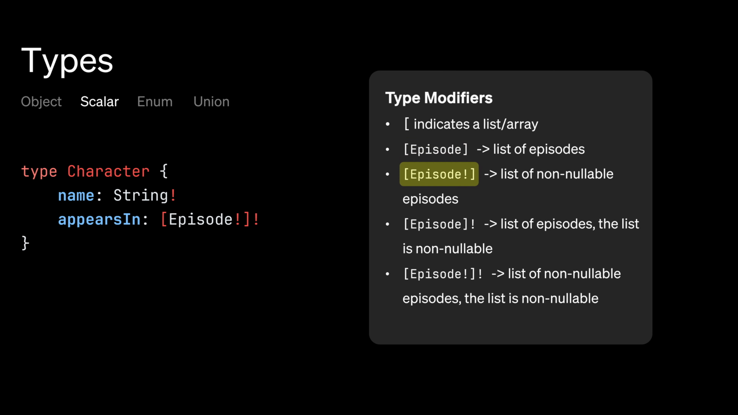Then you have a list of non-nullable episodes. So the list may be missing. So the list could be null. But if the list is there, every item in the list is not null. Next one is list of episodes, where the list is not nullable. So the list will always be there, but any item in there may be null. And then both are non-nullable, so the list will be there, and if there are any items in that list, they will not be null.